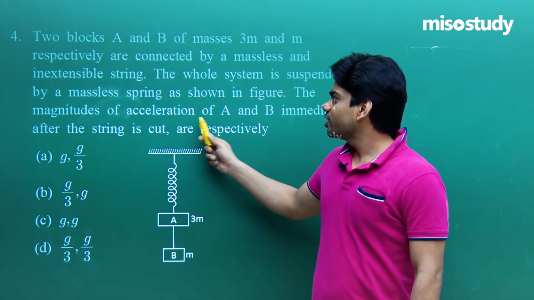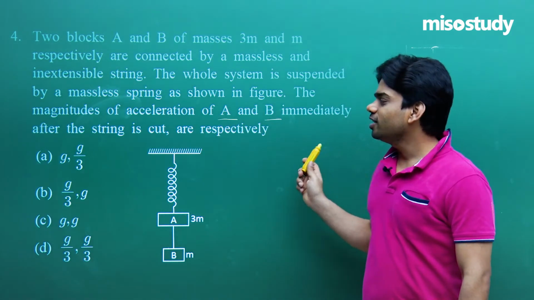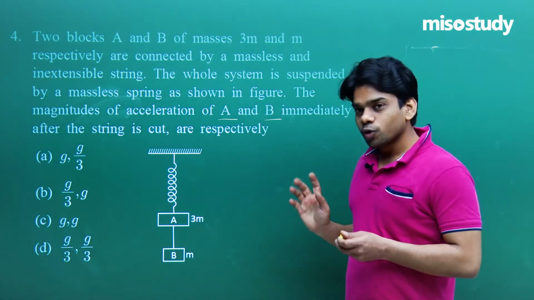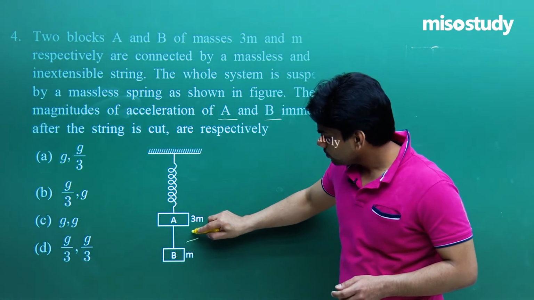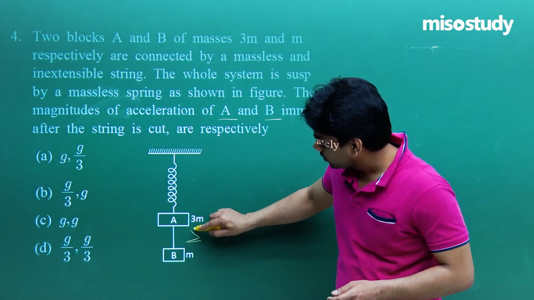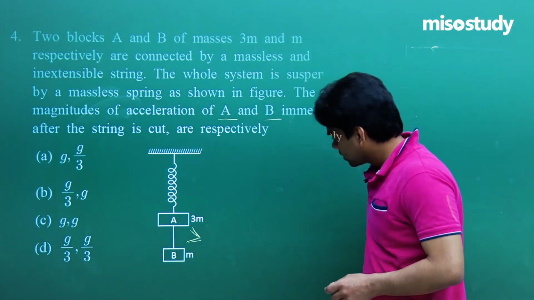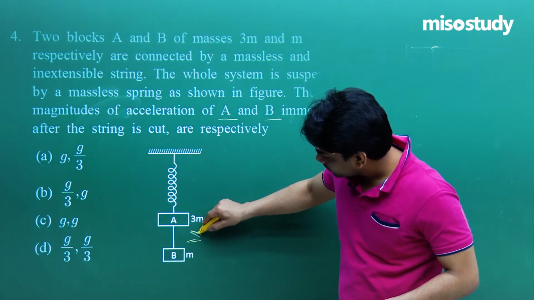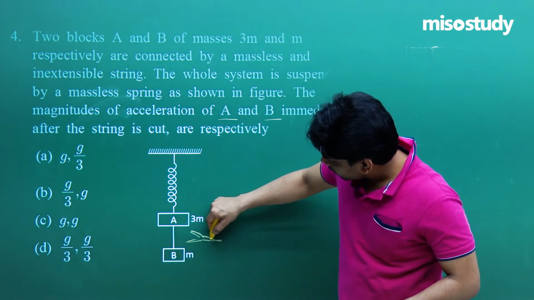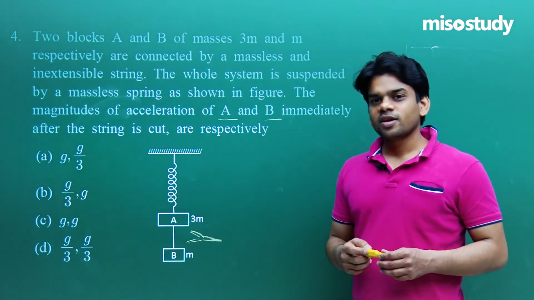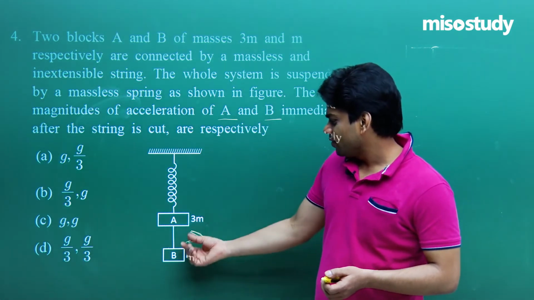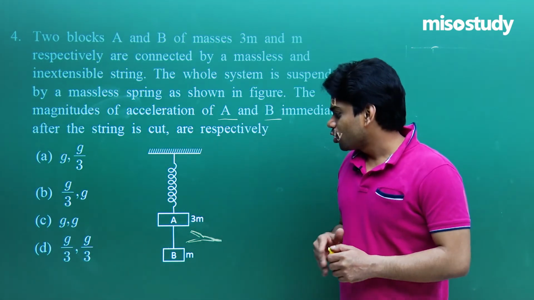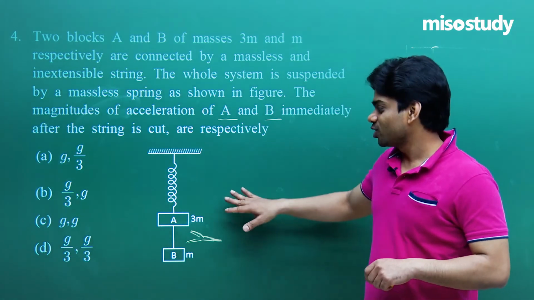The magnitudes of acceleration of A and B immediately after the string is cut are, respectively. So what you are going to do, you are going to take a scissor and cut this string. If you cut this string, quite obviously B will come down, but we need to comment on what force acts on B. Then only we can find the acceleration of each of the blocks.